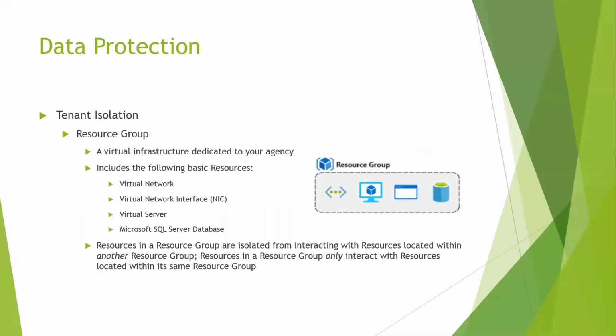Tenant isolation in a resource group. In Azure, you have a resource group, and then you have the resources within that resource group. A resource group would contain only your agency's infrastructure, only your agency's resources. Examples of those resources are the virtual network, the virtual network interface, or NIC card, the virtual server, as well as the Microsoft SQL Server database. Resources inside of a resource group are isolated from interacting with resources located in another resource group, meaning your resources do not interact with resources in a resource group that belong to an agency in your state or in another state. Conversely, resources in their resource group cannot call on your resources. We keep things isolated. That is the equivalent of saying it is not a shared tenancy. It is a single tenant occupancy.